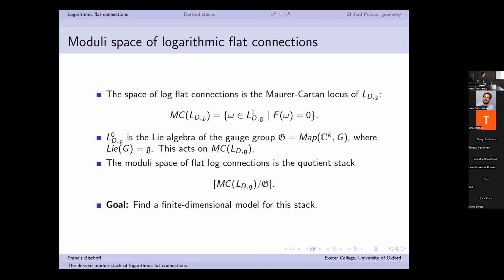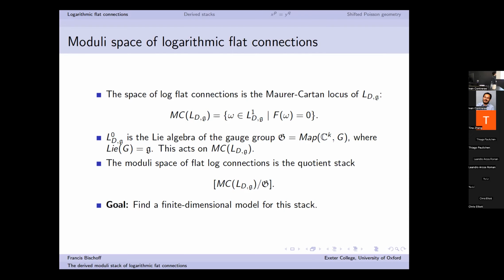Okay, so we can consider the space of solutions to this equation. That's the infinite dimensional space that parameterizes all of the logarithmic flat connections, what I'm calling MC of L.